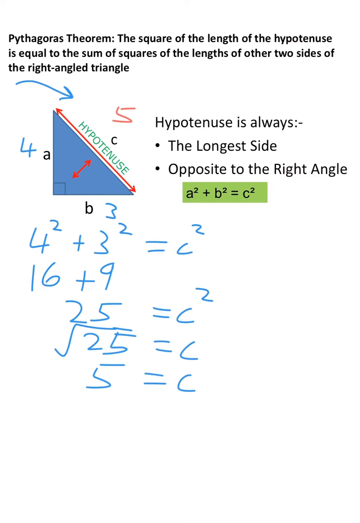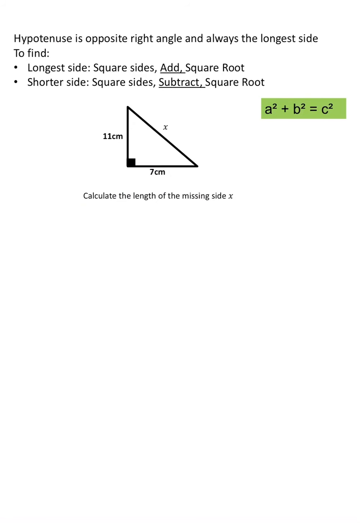Okay, so let's have a look now at some examples. So you can see at the top here, I've just written again what the hypotenuse is, opposite the right angle and always the longest side. Now, in a Pythagoras question, you'll either have to find the hypotenuse or else either of the shorter sides. The longest side is the hypotenuse, which means you have 2 shorter sides. So if we want to find the longest side, like in this question here, we need to find x, and we can see that that's the hypotenuse as it's opposite the right angle.